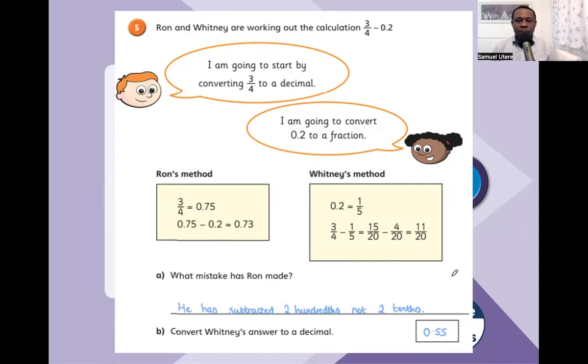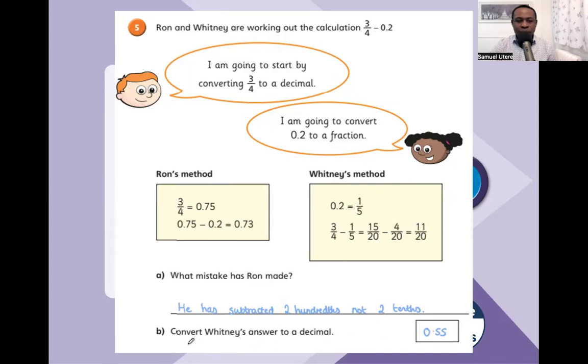And here is what Whitney did. So Whitney converted 0.2 to 1/5 and did her calculation like this. So the question is, what mistake has Ron made? Okay. What mistake has Ron made? So Ron has subtracted 2 hundredths, not 2 tenths.